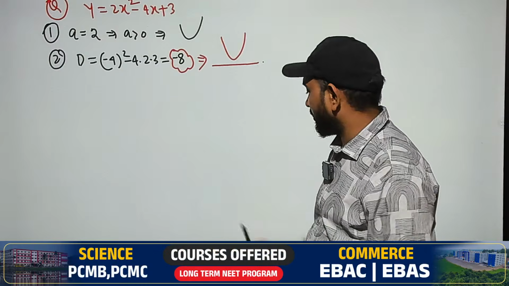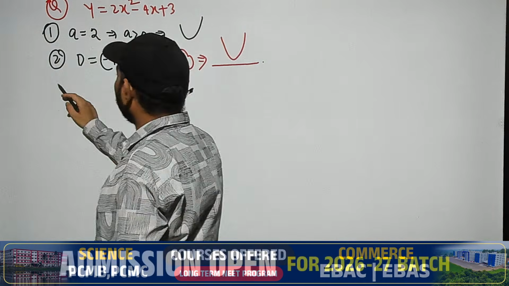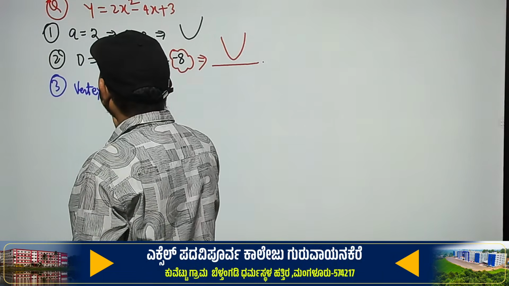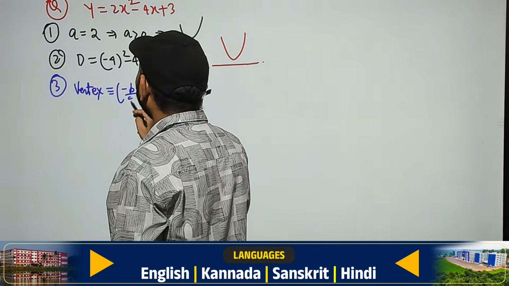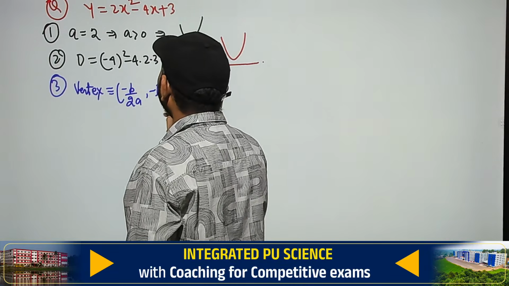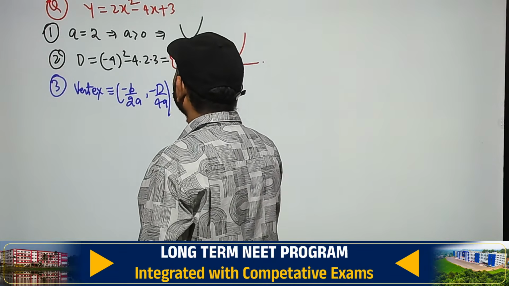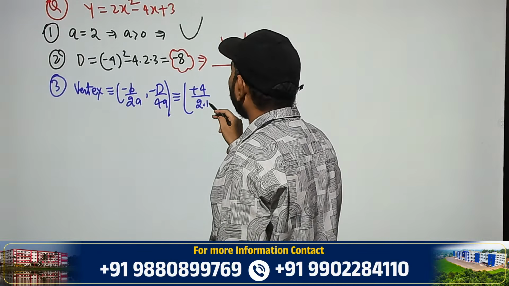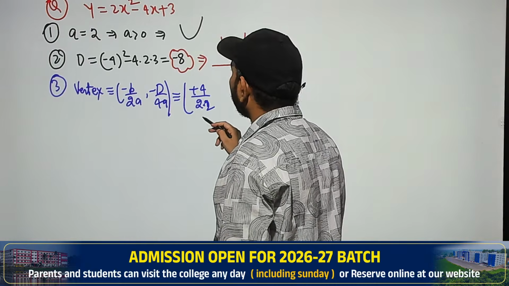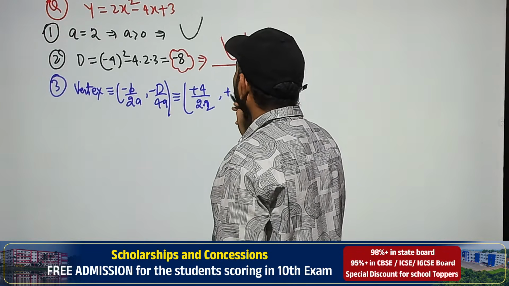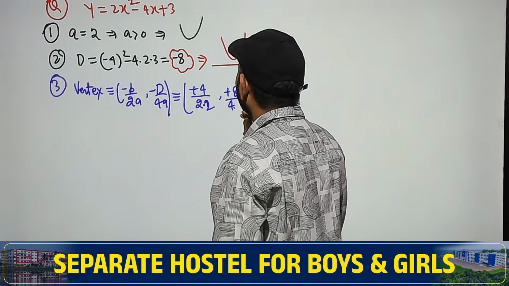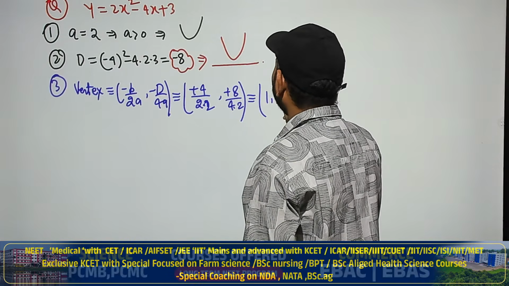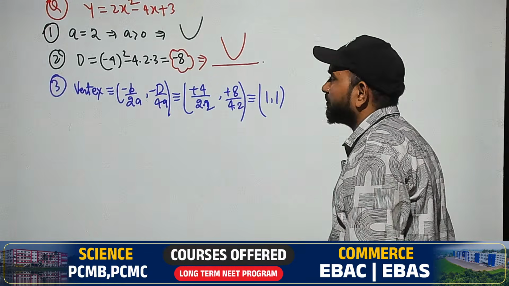Now the third point is the vertex. Vertex is minus b by 2a, comma minus D by 4a. So minus of minus 4, plus 4 by 2 into a value, and a value is 2. Comma minus D, minus minus plus 8 by 4 into 2. This is our vertex: 1 comma 1. Wonderful.